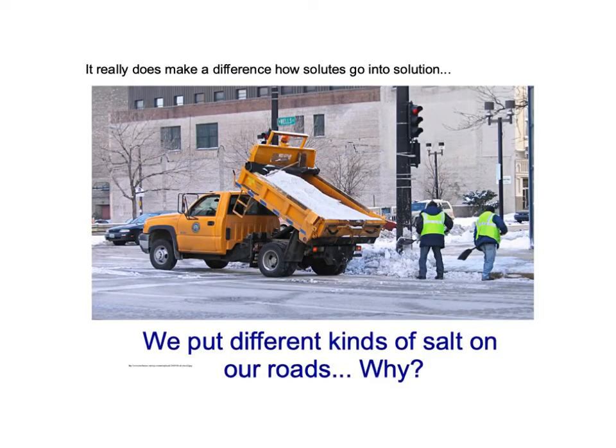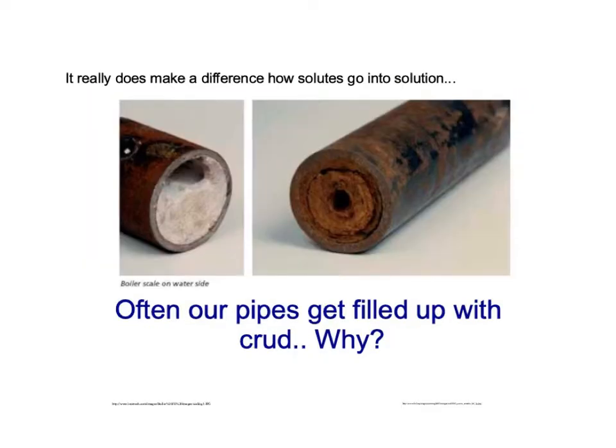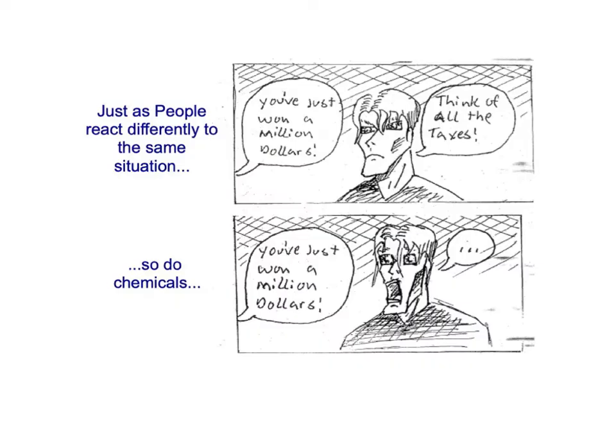Another example, we put different kinds of salt on our roads at different temperatures. Why might that matter? Oftentimes, the pipes that we have running in our house get filled up with crud. Why does that happen? And all of these things can be explained if we understand, again, how those solutes actually go into solution.